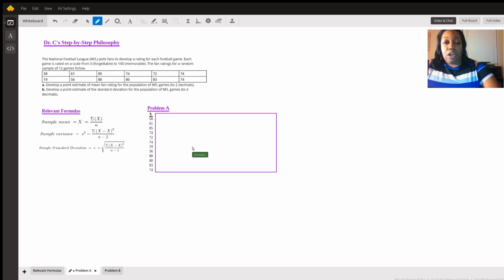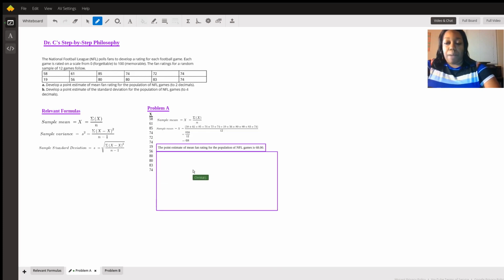So when we add them all up, we get 816 over 12. We then get 68. And then we write out the point estimate of mean fan rating for the population is 68. They did say to round to 2 decimal points, so you can do that.